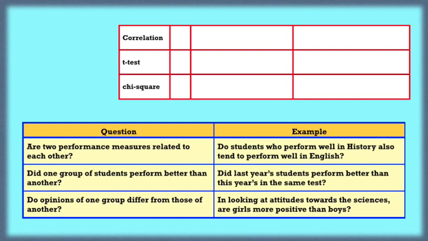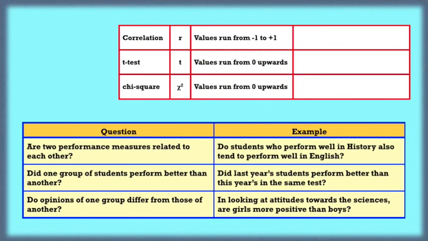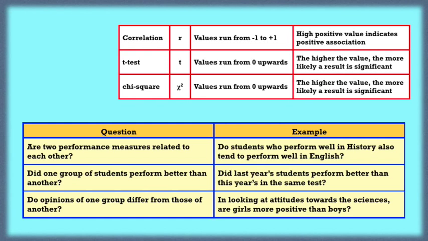Here are three statistical processes: correlation, the t-test, and chi-square. Sounds a bit like mumbo-jumbo. That's the symbols that are used. Small r, small t, the Greek letter chi, squared. Correlation, the values run from -1 to +1. The other two, you can get values from 0 upwards, and in fact in the t-test, depending on how you do it, you can get negative numbers as well. In the first one, a high positive value indicates that the two things are related, a positive association. In the second two tests, just the higher the value, the more likely the result is to be significant. In other words, not caused by chance.